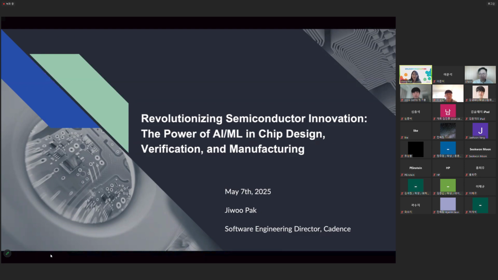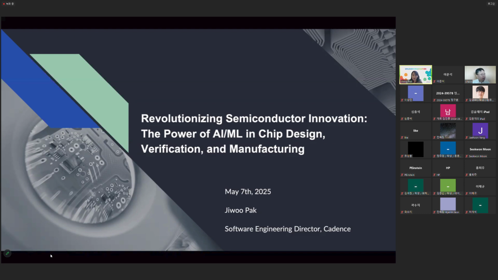weekend. So today I will cover how AI or ML has been used in the chip design industry. My title is Revolutionizing Semiconductor Innovation, the Power of AI, ML in Chip Design, Verification, and Manufacturing. As Professor Cha introduced, my name is Jiwoo Park, and I'm a software engineering director in Cadence Design Systems.